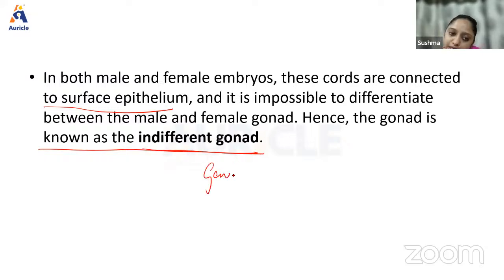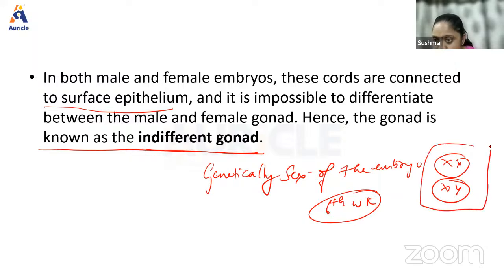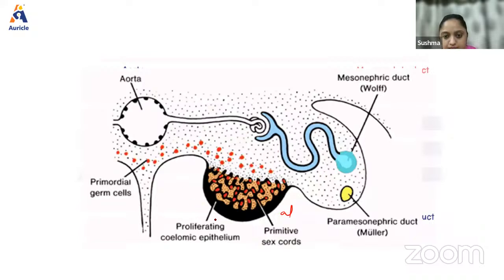Whatever the genetic sex of the embryo, it could be anything, XX or XY. Even in the 6th week of development, I do not know what kind of gonad it is going to be. After the fertilization, it may be XX or XY, that is genetic. But phenotypically, what the sex of the gonad is going to be, I don't know, because even now, at the end of the 6th week, it is a bipotential gonad. And here you can see the primitive sex cords which are present here.